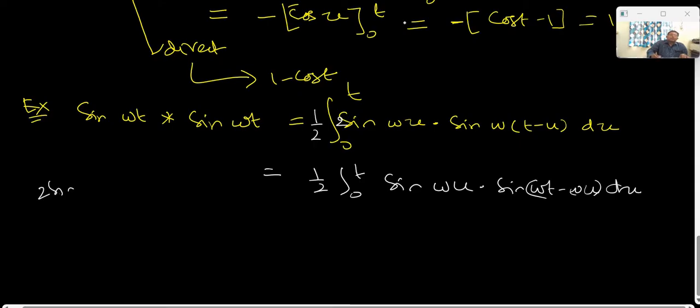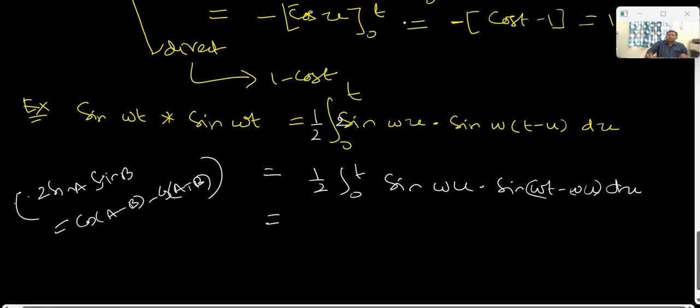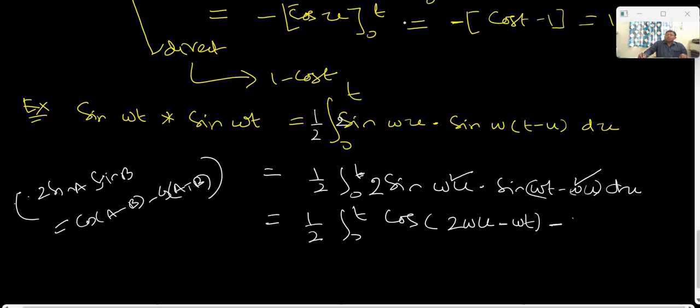2 sine a sine b. The formula is cos a minus b minus cos a plus b. So you use it here, and it will give you a 2 multiplied here. So it is 1 by 2 integral 0 to t of cos a minus b, cos of 2 omega u minus omega t, minus cos a plus b, cos omega t. Omega u cancels, it is simply omega t, du.